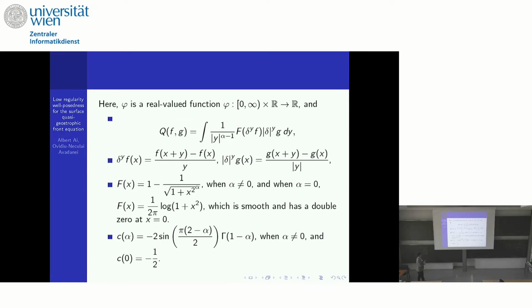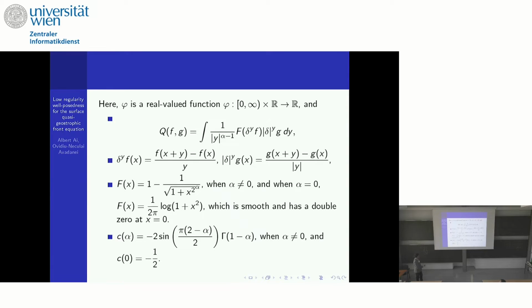So first, some notations. The nonlinearity Q is defined as the integral over R of 1 over |y|^(α−1), F of δ_y f, times the signed |δ_y| g dy, where δ_y f is the difference quotient of f, and the signed version means that we replace y, the denominator, by its absolute value. Capital F is a smooth function with a double zero at 0, given by 1 minus 1 over square root of 1 plus x squared, to the power α, when α is non-zero, and 1 over 2π log of 1 plus x squared when α is 0.